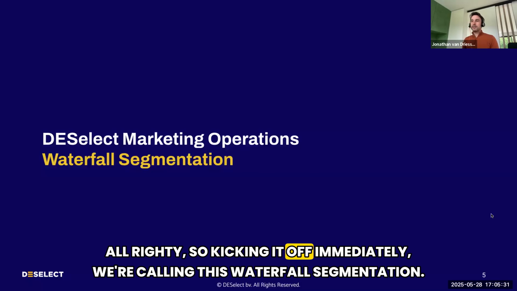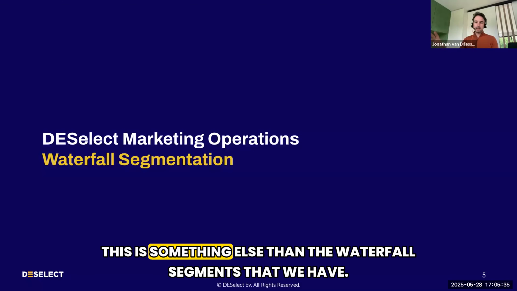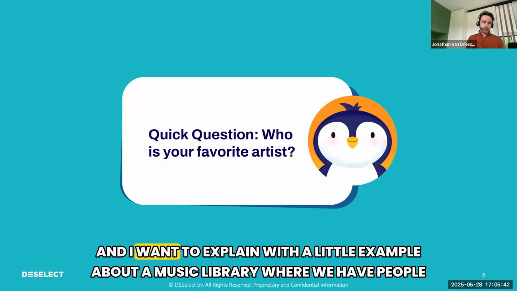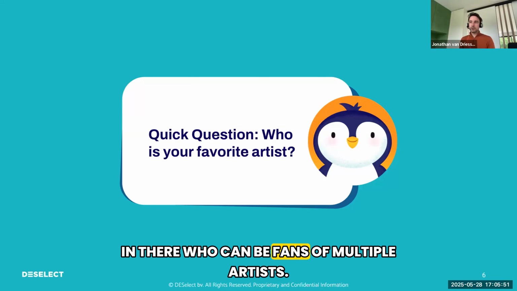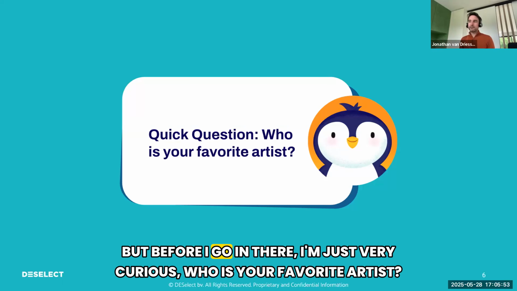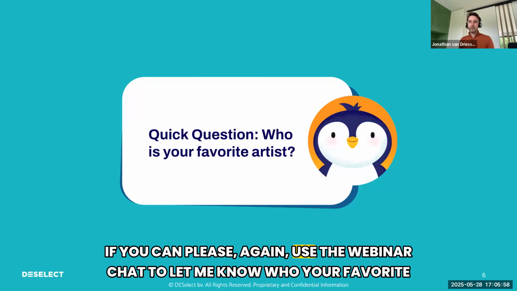Alrighty, so kicking it off immediately, we're calling this waterfall segmentation. This is something else than the waterfall segments that we have, but let me explain. And I want to explain with a little example about a music library where we have people in there who can be fans of multiple artists. But before I go in there, I was just very curious, who is your favorite artist? If you can, please use the webinar chat to let me know who your favorite artist is.